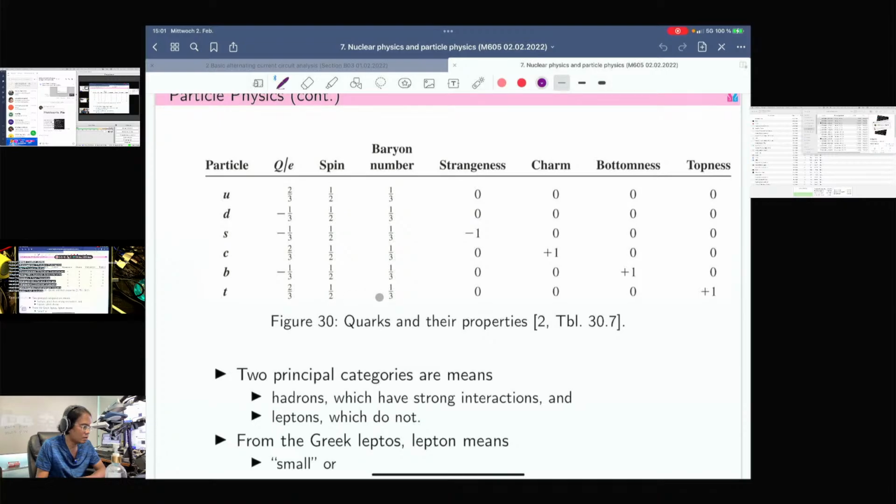Okay, and the top quark has 2/3 charge per electron, 1/2 spin number, 1/3 baryon number. Nothing related to strangeness, nothing related to charm, nothing related to bottomness, but it will express +1 to the value of topness. All right, and that's the thing we need to know.